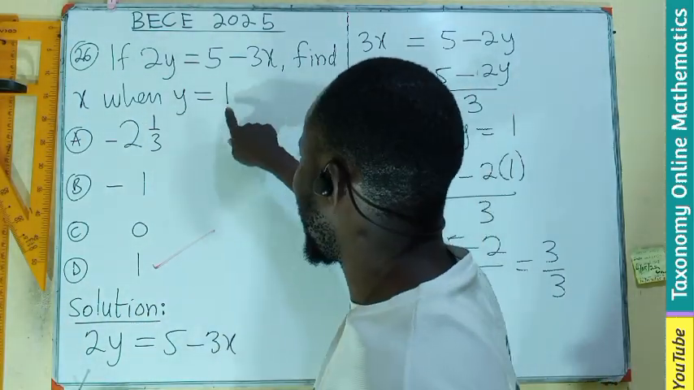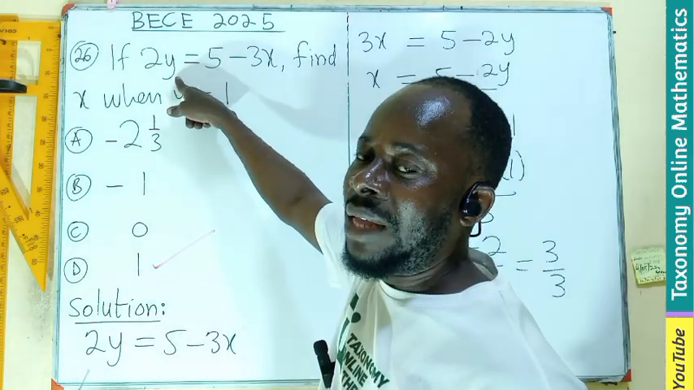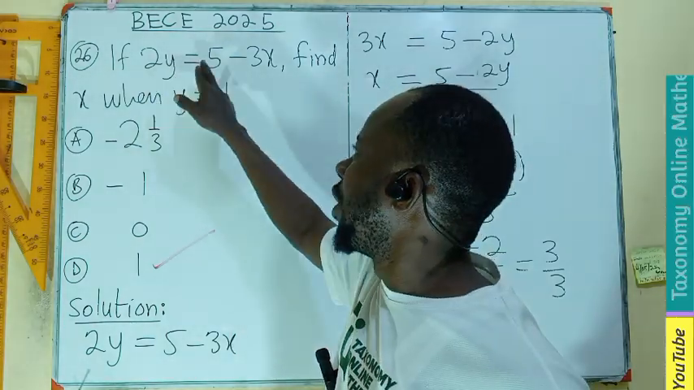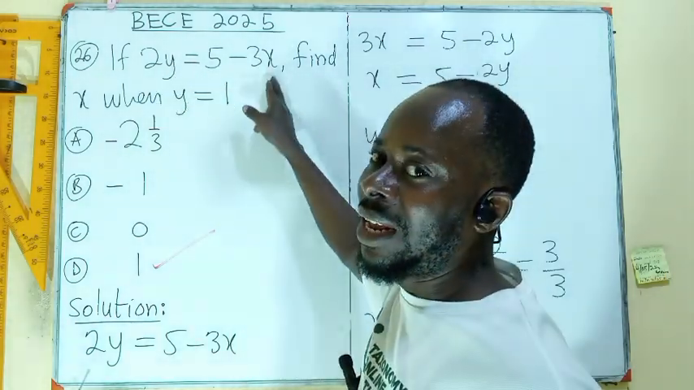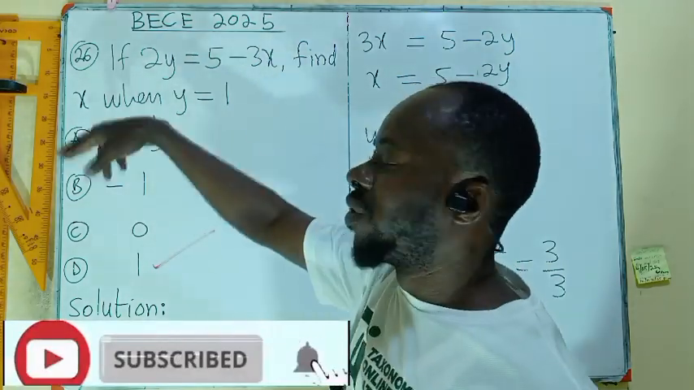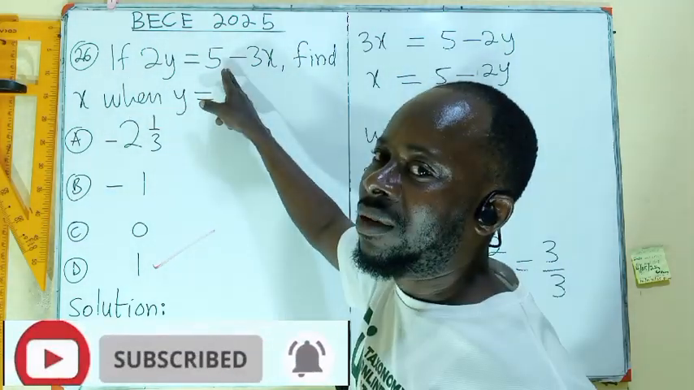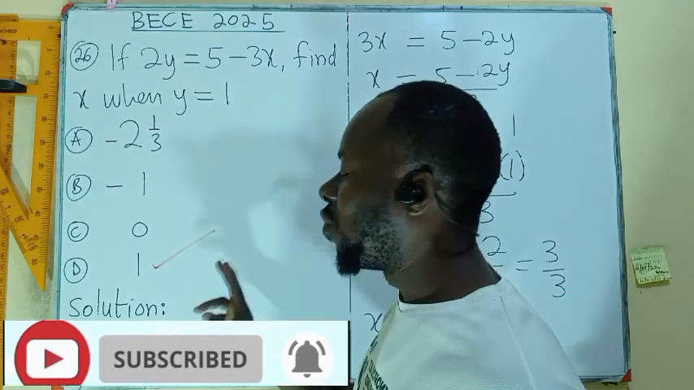This is not the only way. We can also put in the y as 1, meaning 2 equals 5 minus 3x. When the 3x goes there, 2 comes and subtracts. So 3 divided by 3, you get the same answer.